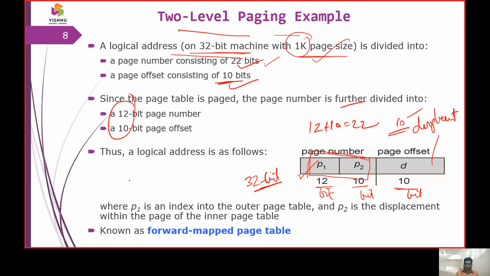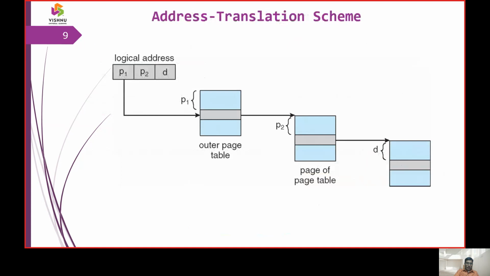When I talk about the outer index or outer page table, P1 is going to be some page number index, and P2 is going to be assumed as some displacement. P2 is going to be assumed as a displacement for this process. So how we are going to translate this address scheme is a challenge here.